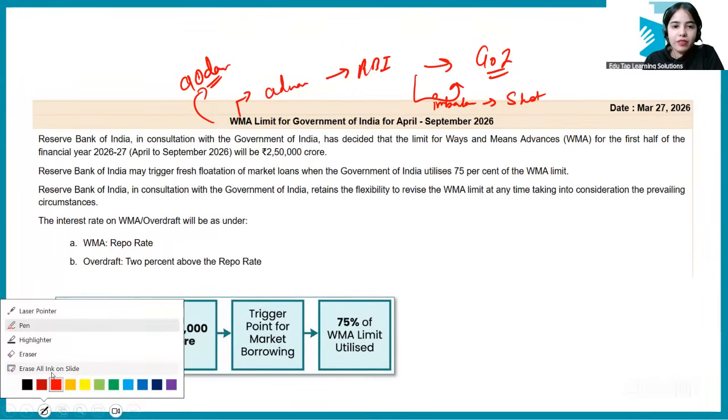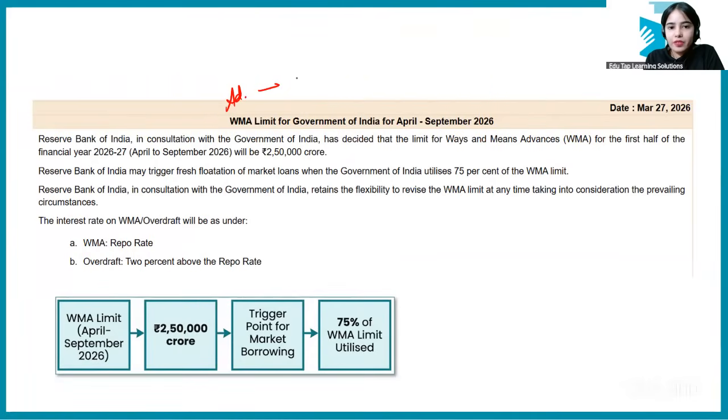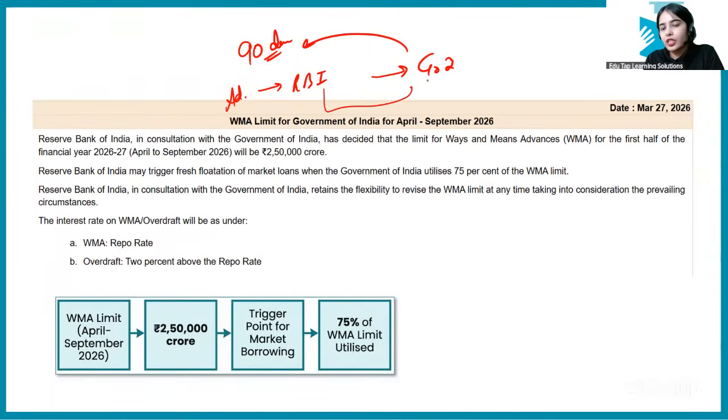So ways and means advances are basically advances given by the RBI to the government of India, which have to be returned by the government of India within 90 days. These advances are basically to meet the short-term imbalances in the government of India's expenditure. They are doing more expenditure than the receipts that they have. So to meet the short-term imbalance, the loan is given by the RBI, and that has to be returned within 90 days.